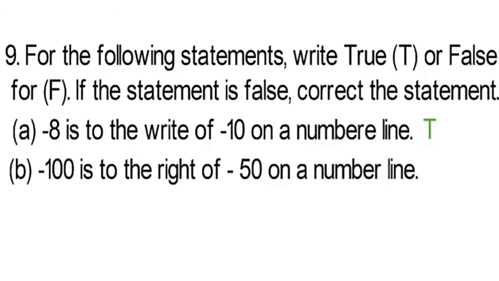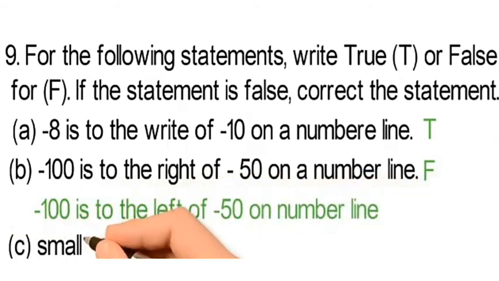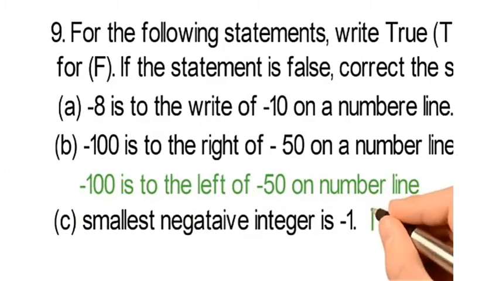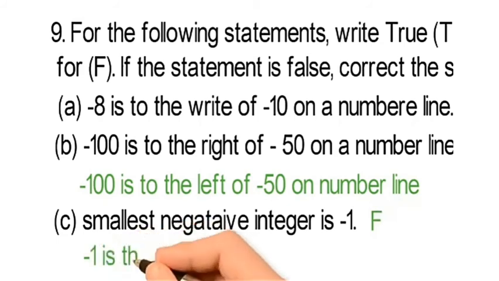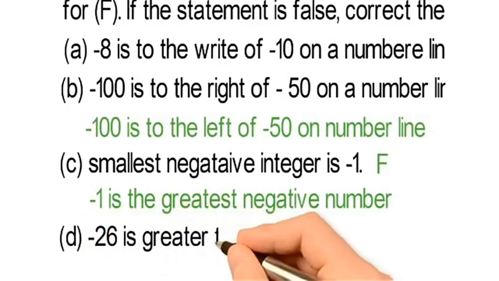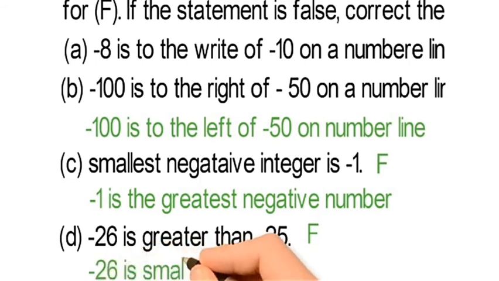-100 is less than -50 and the numbers which are smaller is always to the left side. So we can write it as false and correct it as -100 is to the left of -50 on a number line. Question C. Smallest negative integer is -1. It is false because -1 is the greatest negative integer. Question D. -26 is greater than -25. Do you think so? -26 is to the left of -25. So whatever is to the left of a number is always smaller. So this statement is false. Correct it as -26 is smaller than -25.